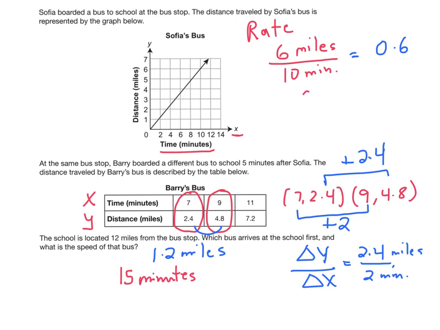It's going to take her 20 minutes going at 6 over 10. I mean, if you think about it, to go 6 miles takes 10 minutes. So to go 12 miles, because that's the distance, would take twice as long, 20 minutes. So Barry's bus gets there first, and he's going way too fast.